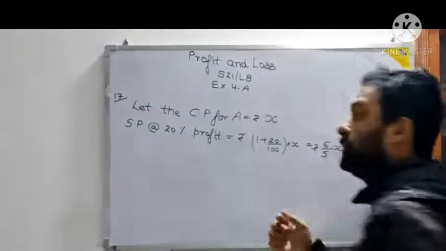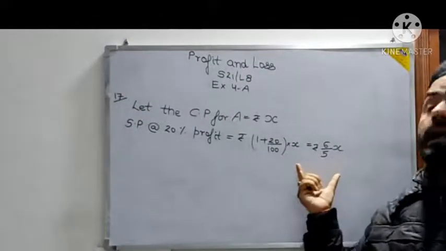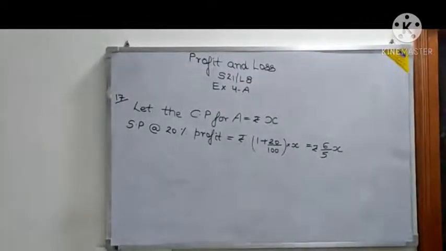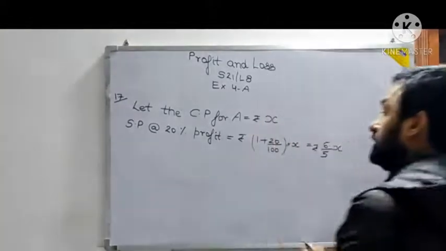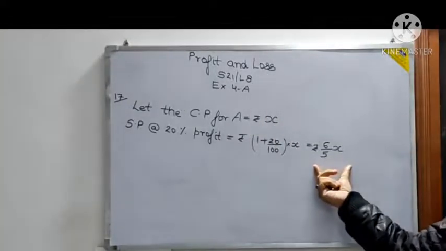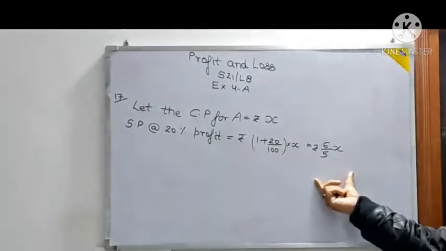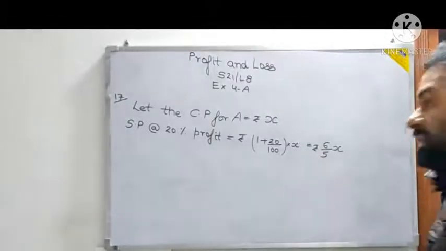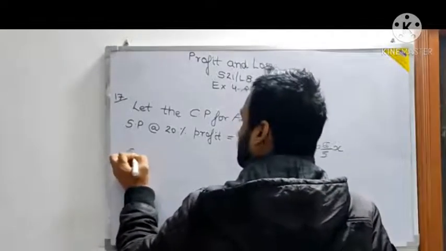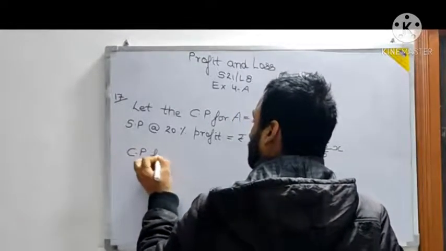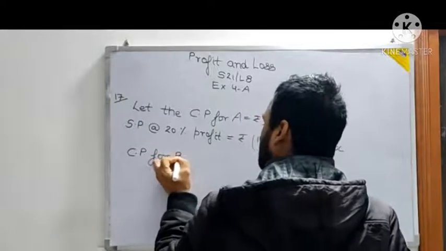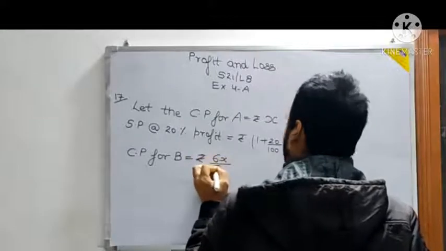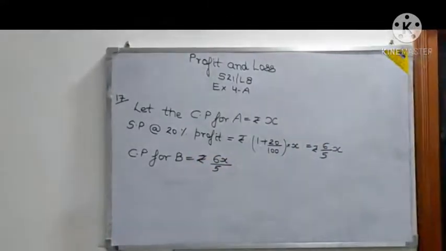Now see, don't you feel this is SP, and this SP is for who? This is basically the cost price for B. At this price he is selling, but who is purchasing? B is purchasing. So at what price B is purchasing, that becomes the cost price for B. So right here, CP for B is equal to rupees 6x by 5 or 6 by 5x.